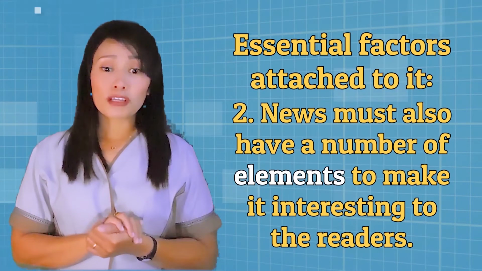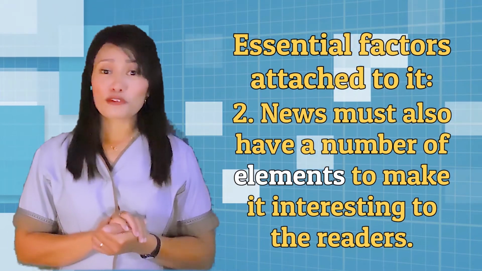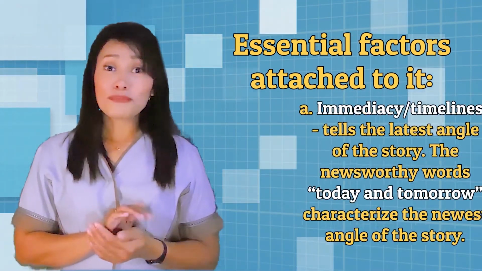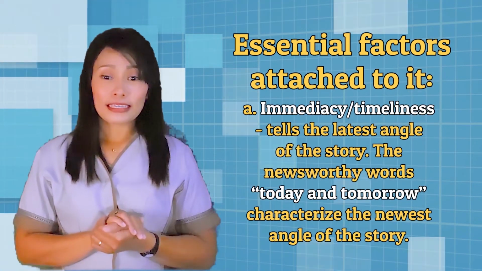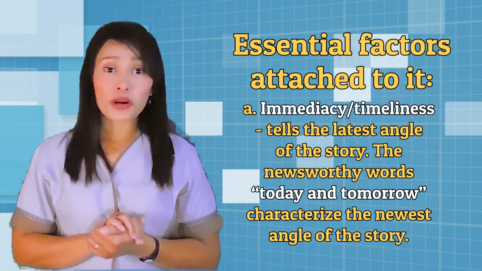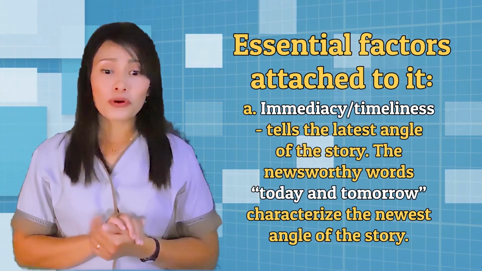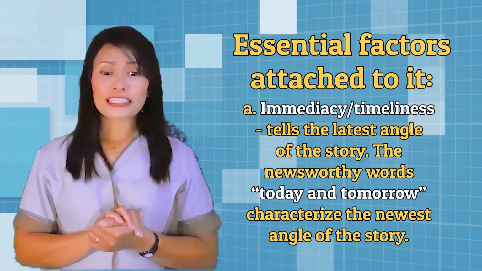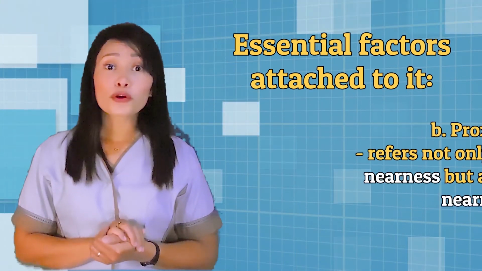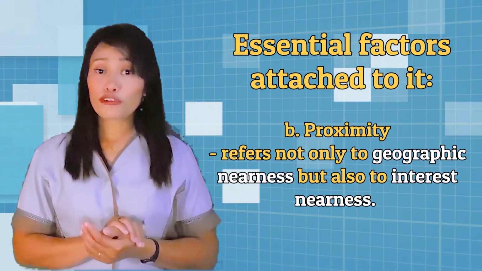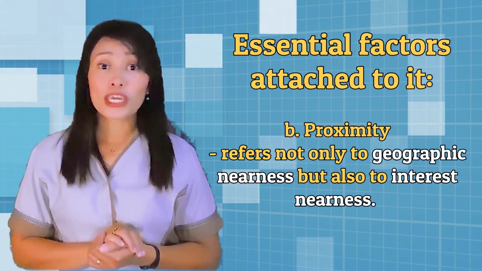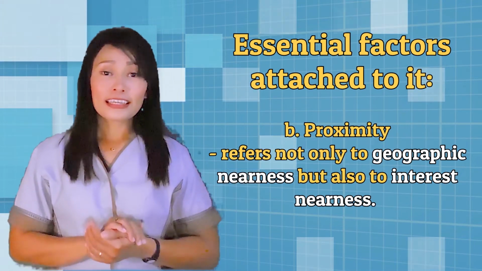Then, news must also have a number of elements to make it interesting to the readers, like immediacy or timeliness. It tells the latest angle of the story. The newsworthy words today and tomorrow characterize the newest angle of the story. And then we have the proximity. It refers not only to geographic nearness, but also to interest nearness.